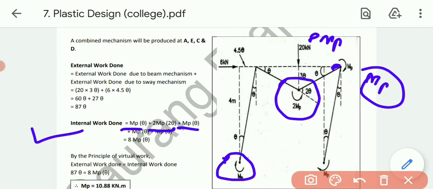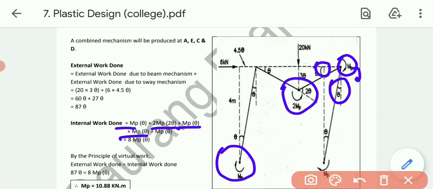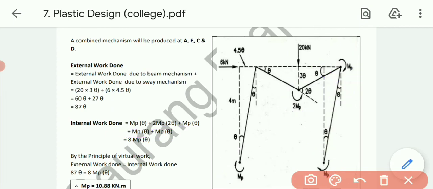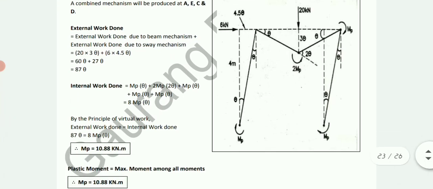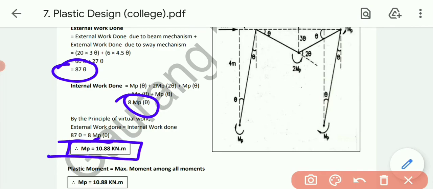So MP into theta for this. First one was this, second one was this, and third this MP into theta, beam portion. Clear? Fourth, this MP into frame theta, and last one this MP into theta for the fixed support. So this moment will be produced. By simplifying this term, I will get 8 MP into theta. Now, by the principle of virtual work, external equals internal. External is 87 theta, internal 8 MP into theta. So by solving this, I will get MP as 10.88 kilonewton meter.